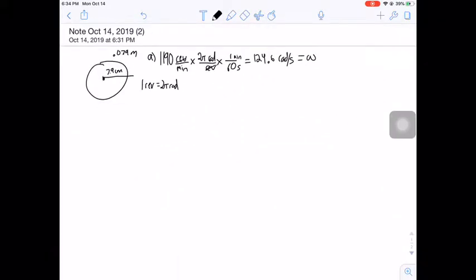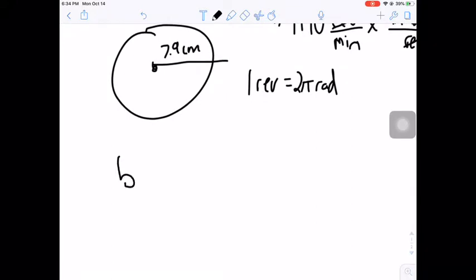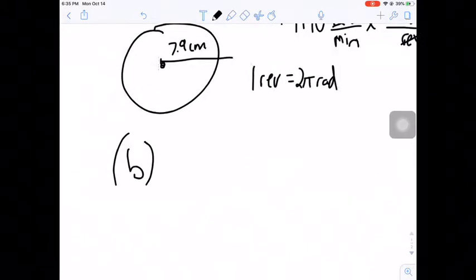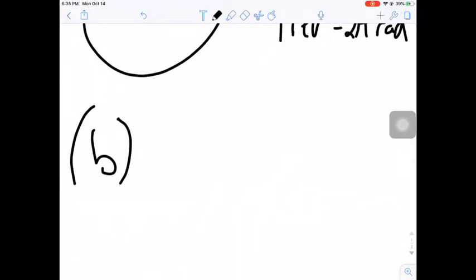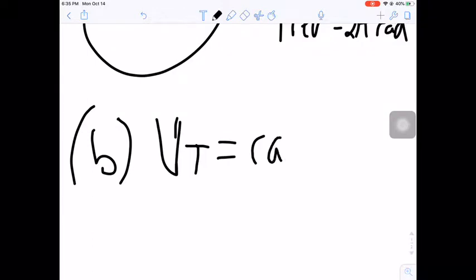Now part B has us determine the tangential speed at a point 2.94 centimeters from its center, in meters per second. The tangential speed is basically the linear speed at that point. So tangential velocity is equal to r times angular velocity.